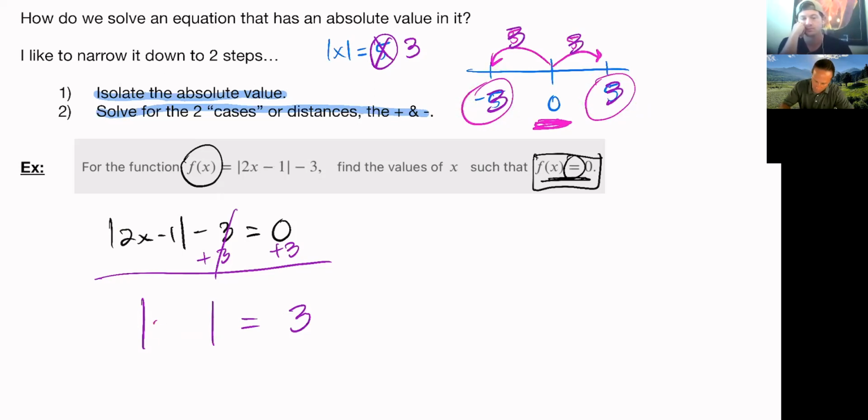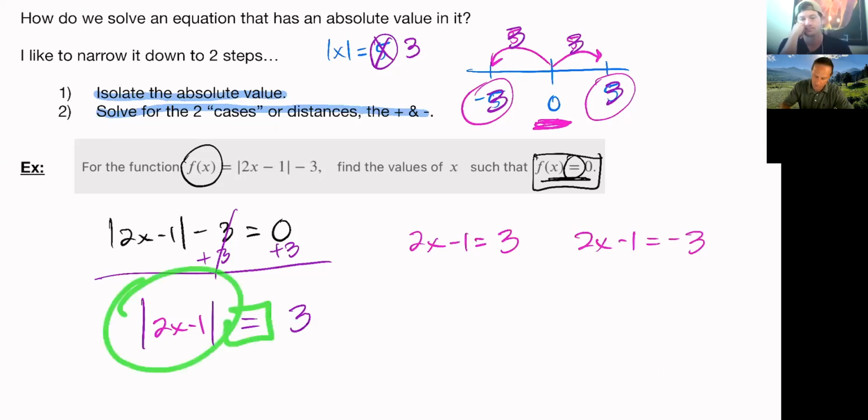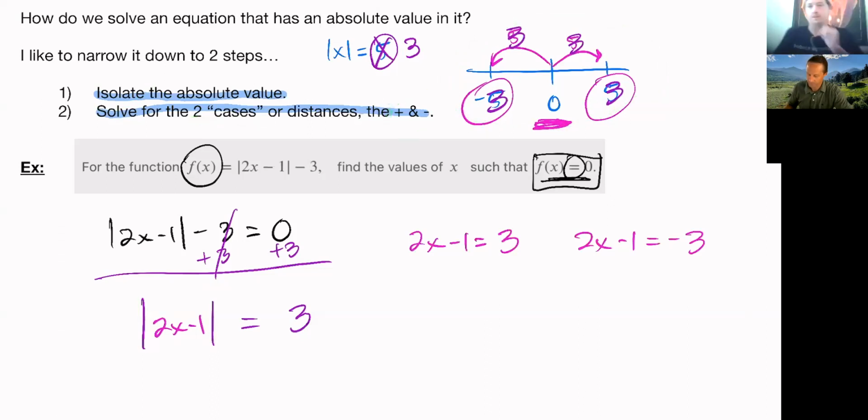That's it. That's all we're doing. So I will take that 2x minus 1 and do the positive case, and I'll take the 2x minus 1 and do the negative case. Because can we actually solve an equation with an absolute value in it? No. So that's why we have to isolate it, get it by itself, so that we can then use the definition of it, which is our 2 cases, the positive and negative. Now all we've got to do is solve each one of these individually, which is easy money.